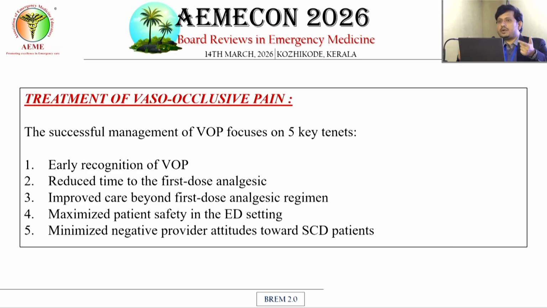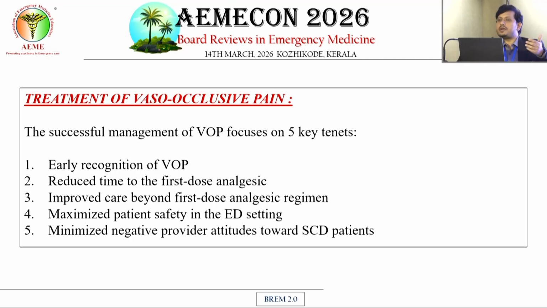Generally, whenever the patient comes to the emergency, we think it's a normal pain and ask them to wait for some time because of the crowded ER, or because some ACS patient or stroke patient is there. So we have to treat VOP patients like stroke and MI patients. We have to give access to the patient as the first treatment. So we have to reduce the time for the first dose of analgesia. And once you give analgesia, continuous monitoring is required, because you have to monitor whether the patient is improving or not. And maximize patient safety in ED settings, and minimize negative provider attitude.